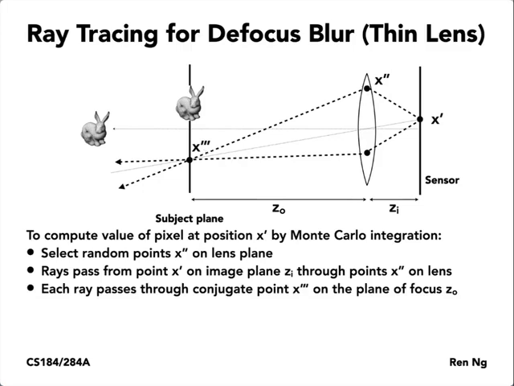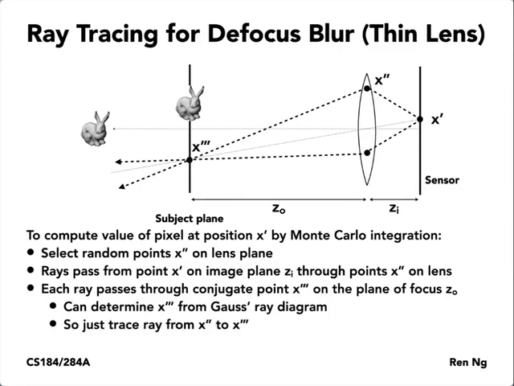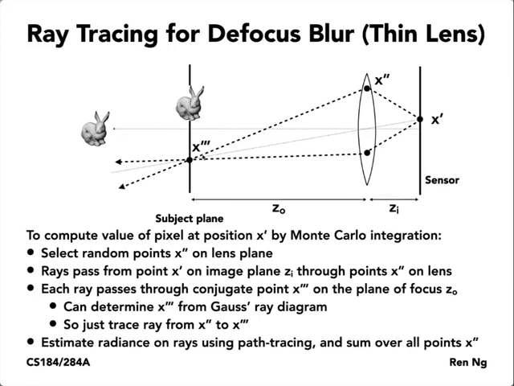So each ray that we choose through x double prime here also has to pass through the conjugate point x triple prime on the plane of focus z sub o in the world. And as I described already, we can determine the exact location of x triple prime from the Gauss ray diagram here. So we just trace the ray from x double prime into the world towards x triple prime, and we use path tracing, for example. We estimate the radiance that would pass back from the scene along this ray, for example, by using path tracing with Russian roulette and all the rest of it.